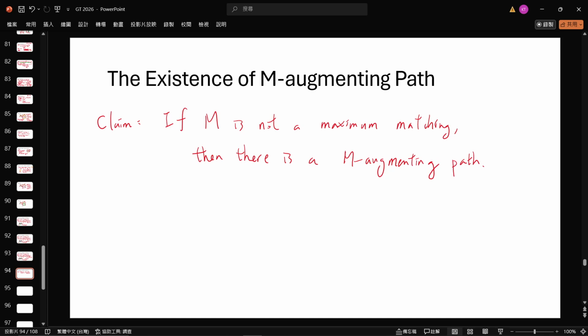Okay, so here the key point is to show that it exists, okay? Because if it does not exist, we'll never find it. So we have to first show that it always exists. And obviously, if M is the maximum matching, it is the best one, you cannot find an M augmenting path, because finding an M augmenting path implies that there's a larger matching. Okay, that's trivial.